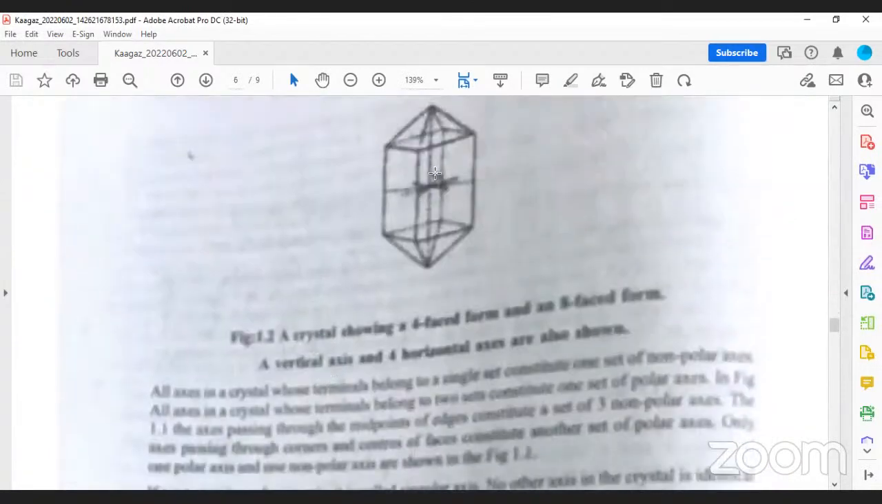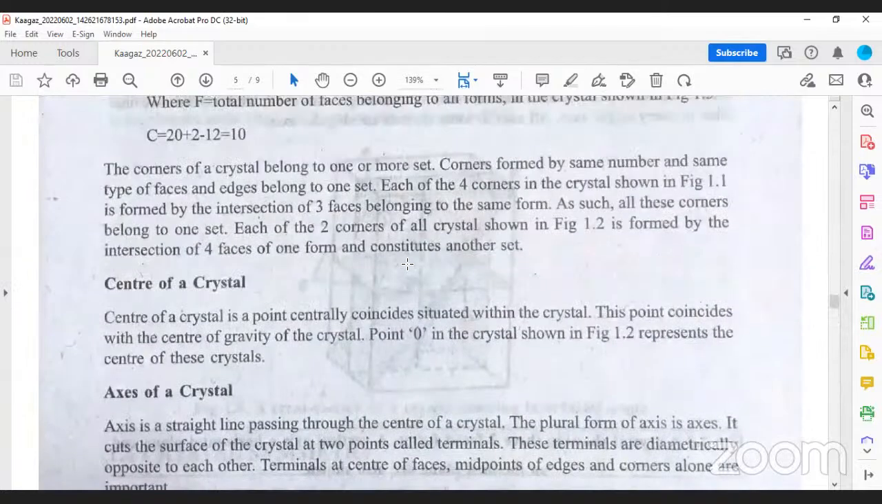1, 2, 3, 4, whereas 4 is showing here, 5, 6, 7, 8, 9, 10, 11, 12. This is one face, this is two faces, second face, this is the third face, this is the fourth face. So 5, 6, 7, this is 8, whereas 9, 10, 11, 12. These are 12 faces. It consists of 20 edges.